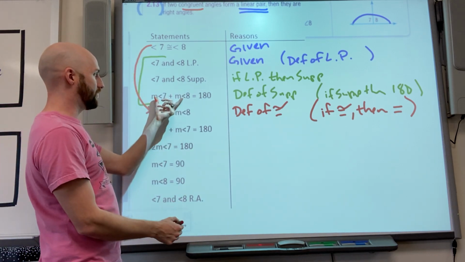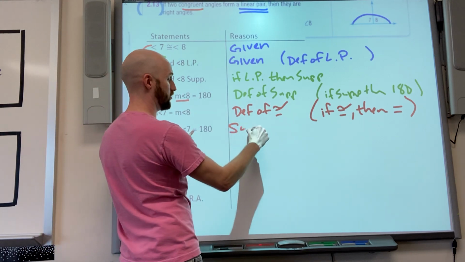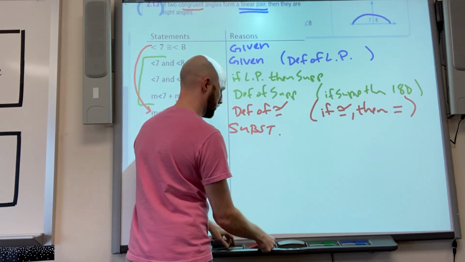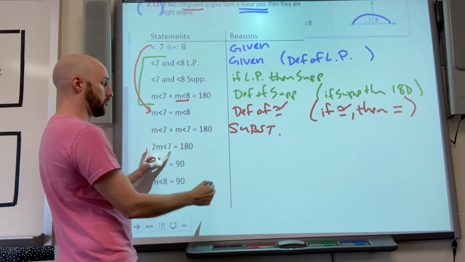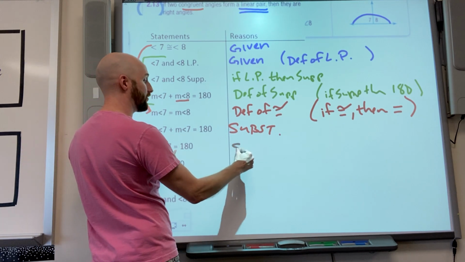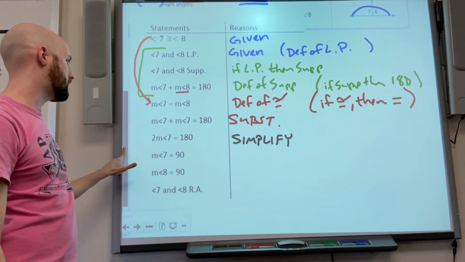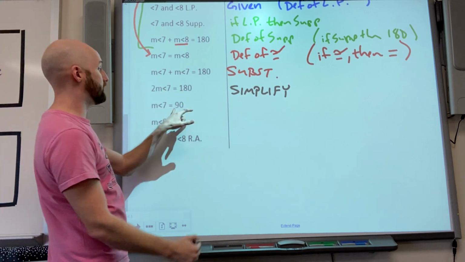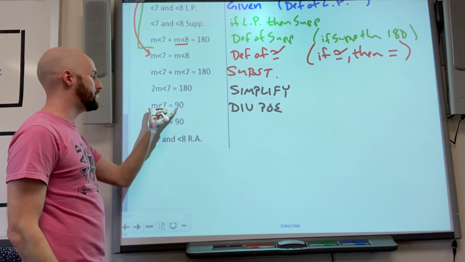Now it looks like they took this line and literally replaced 8 with 7, which we know they can do with substitution. It looks like they then added those together like terms, so that's not an add step, that's just a simplify step that they combined what they were looking at. Then they divided both sides, so they did their little algebra to get that they're both 90.